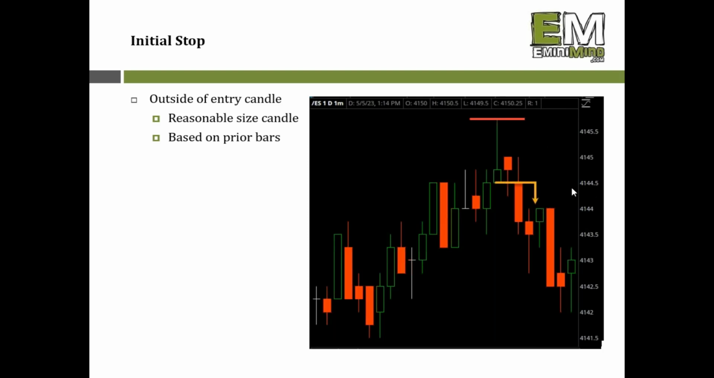So the inverted hammer, you're selling one tick below the low of that inverted hammer, and then your stop is one tick above the high.